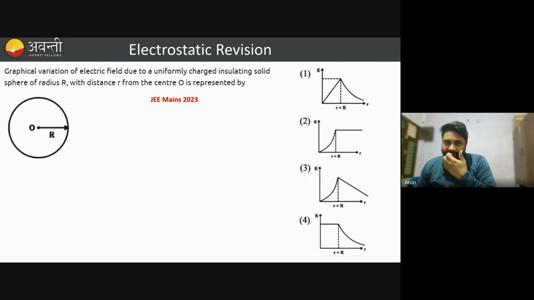Look, you received a question from this in the latest JEE Mains exam. The graphical variation of electric field due to a uniformly charged insulating solid sphere. Insulating means non-conducting, which cannot conduct electricity. That is an insulator. A solid sphere of radius R, where the distance r from the center O is represented by. Now, I can guarantee that every one of you can answer it, so try to answer in the chat box. What is the correct option, option 1, 2, 3, or 4? Hurry up, I want the answer from every one of you that have joined.